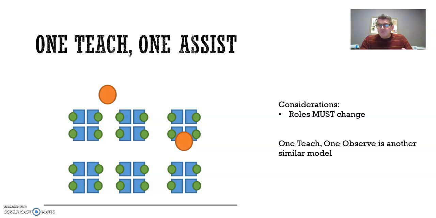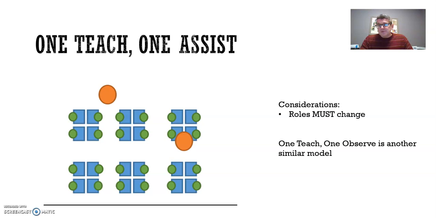So in a true co-teaching model where you're doing 1 teach, 1 assist, it doesn't mean the general education teacher is always the one teaching the whole class and the special education teacher is the one assisting. Those roles should flip-flop periodically, so that both teachers are getting the opportunity to teach the whole class and both teachers are getting the opportunity to assist students, and it just depends on the content and the structure of what's being taught.